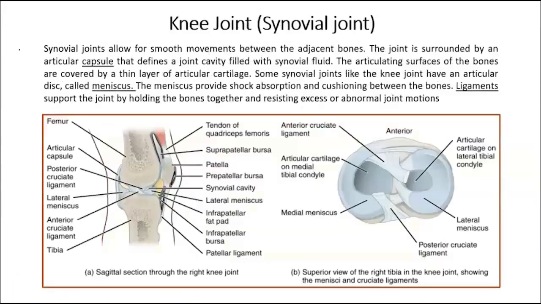The knee joint, you have the bone, you have the cartilage right here, which is called meniscus. This is covered with a capsule, and inside the capsule you have the fluid. Right here you have the ligaments. That's the anterior cruciate ligament. You also have the posterior cruciate ligament.